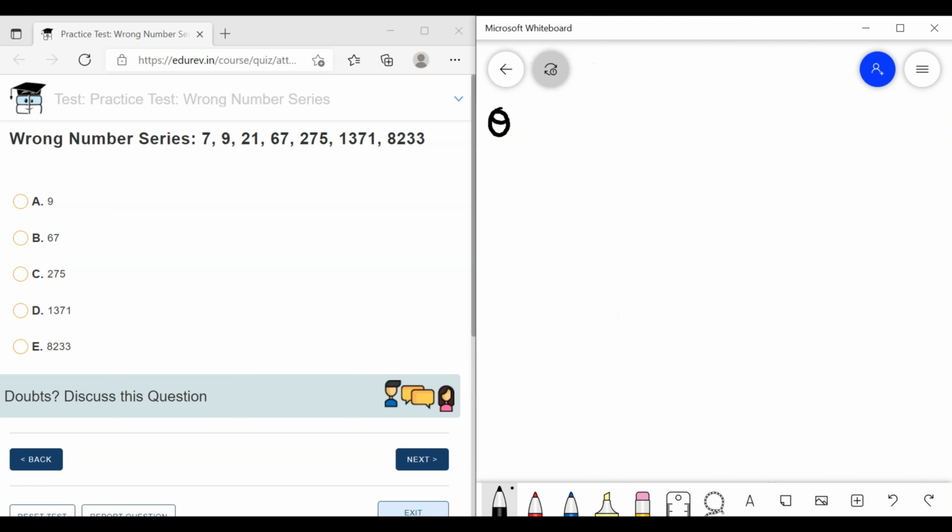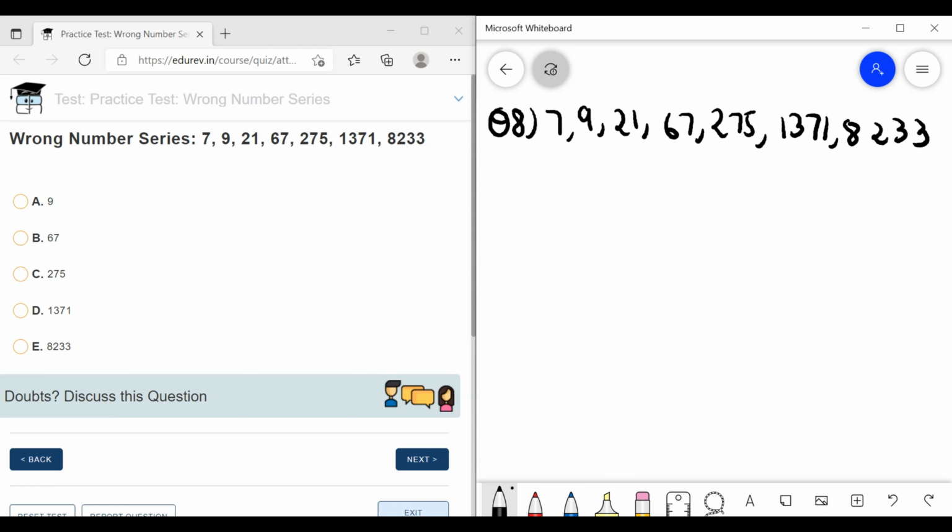So for question number 8, we have 7, 9, 21, 67, 275, 1371 and 8233. Wow. I can just have a look at it, and I can clearly say that it is a multiplicative series, because you can see the numbers are increasing at such a huge rate, right?